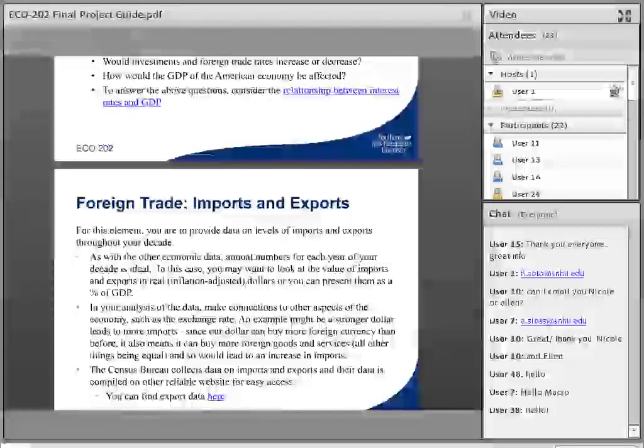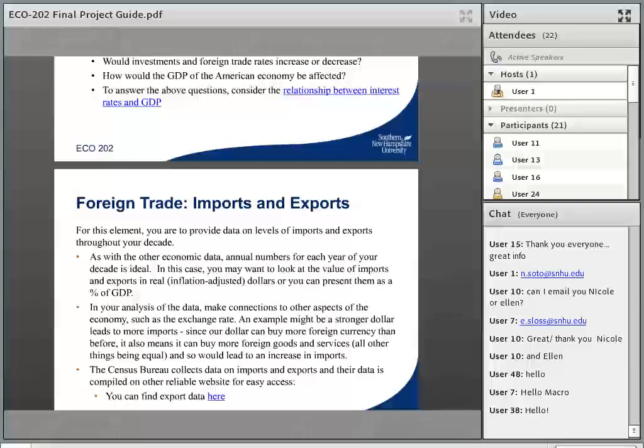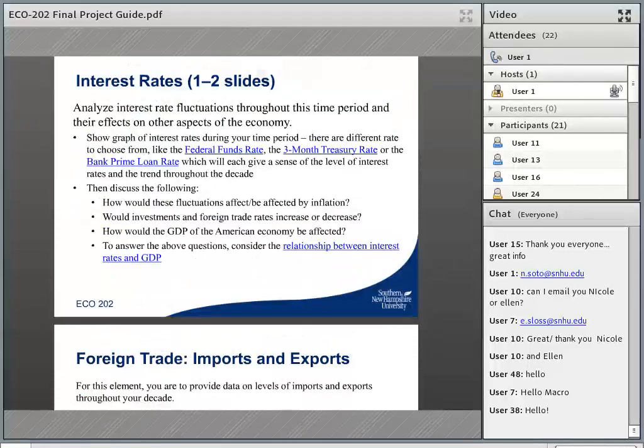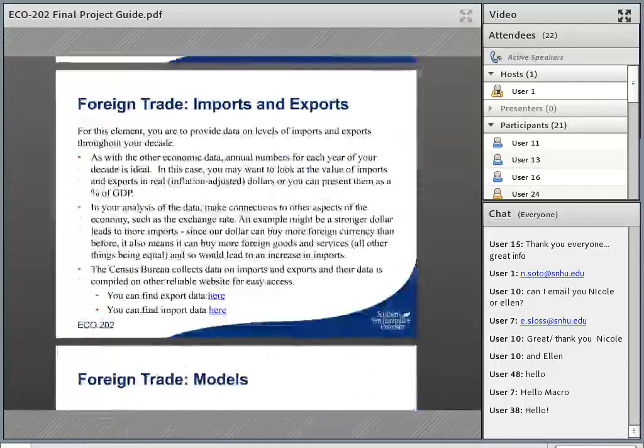And now you'll notice that we've got 2 new slides in here. Foreign trade imports and exports and foreign trade models. You haven't worked on these yet in your milestones because we didn't cover foreign trade until week 6. So now that we've done that work in our textbook and in our discussion, now we can do these slides and include them into our final draft. So when you work on the slides, this is where they're going to fall. They're going to fall right after interest rates.